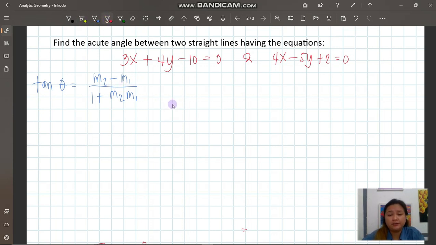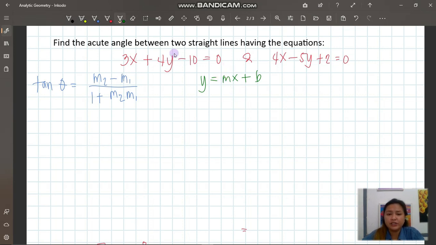Recall as well that we have different forms of representing the equation of the line. The given here is in general form, in the form of ax plus by plus c equals 0. And we also have our slope-intercept form, y is equal to mx plus b, remember? Wherein m here is the slope of the line.